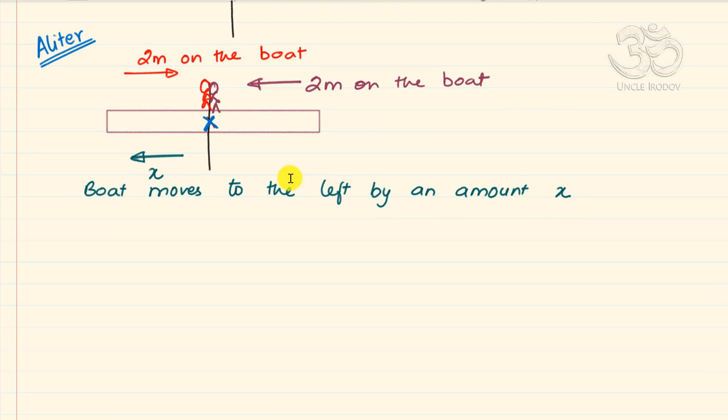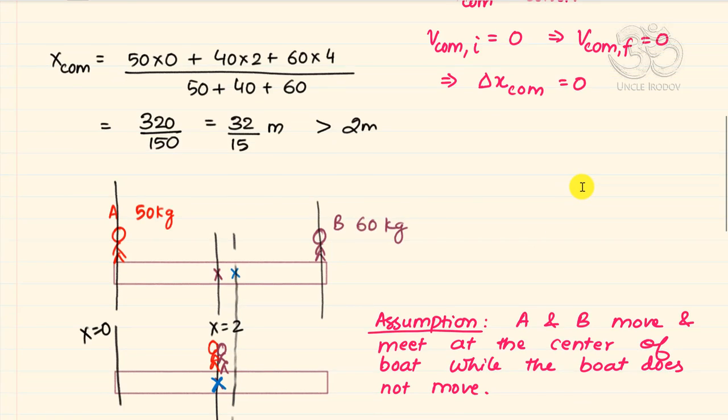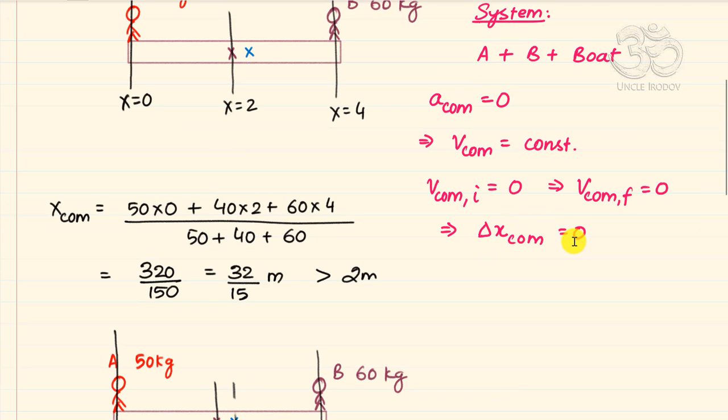And let us take some axis system. So let's say along the right hand side is the positive x-axis. That's the usual x-axis that we take. Now we will use that formula. We know that for this condition to be true, delta x of center of mass to be equal to 0, we have m1 delta x1 plus m2 delta x2 plus m3 delta x3 equal to 0 for a 3-body system.